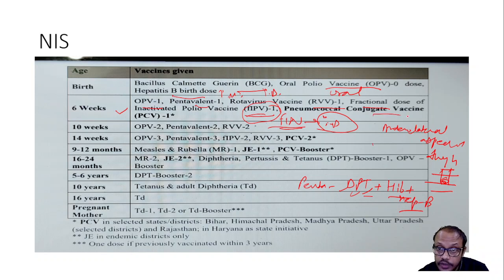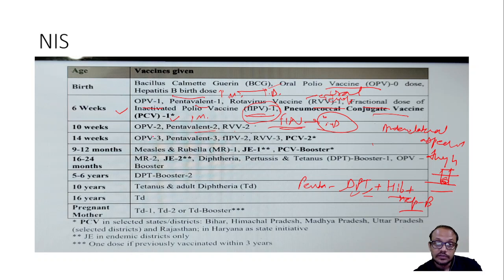And pneumococcal conjugate vaccine, PCV, first dose is given at 6 weeks. It is also given intramuscularly. So the intramuscular dose is given at the anterolateral aspect of the thigh, and intradermal BCG is usually given in the left arm. At 10 weeks, OPV second dose, pentavalent second dose and rotavirus second dose. Rotavirus is an oral dose, 5 drops is given.